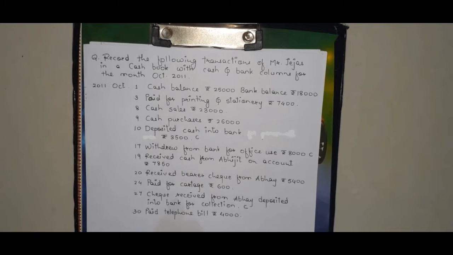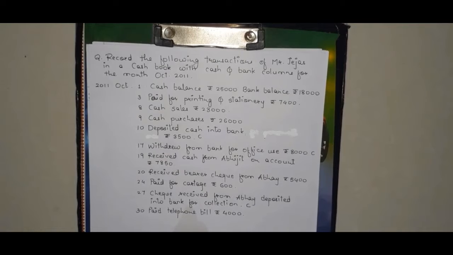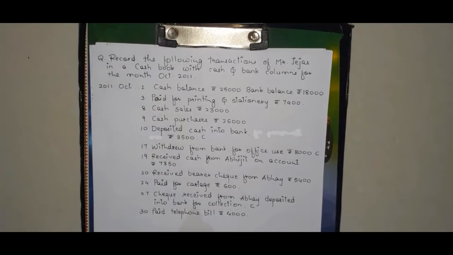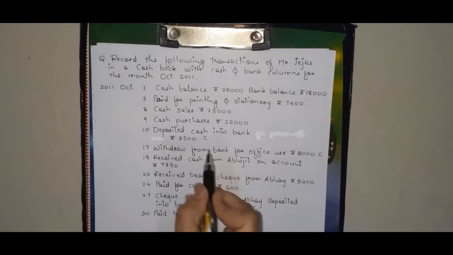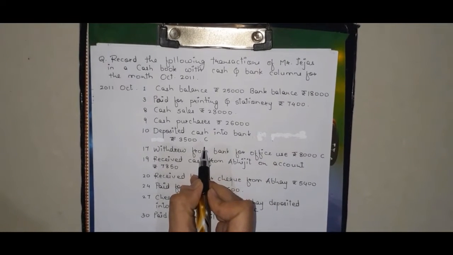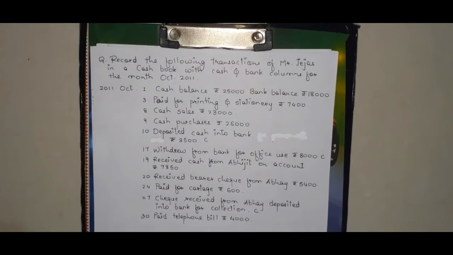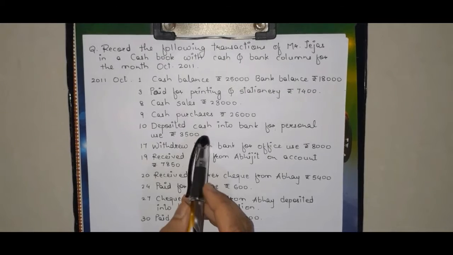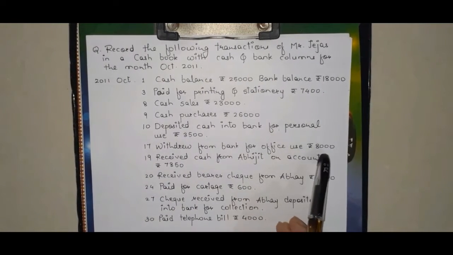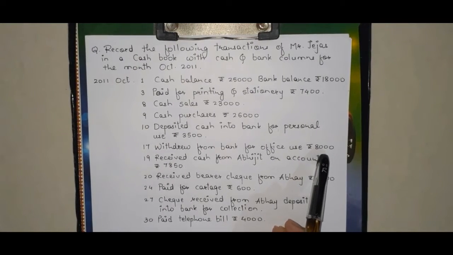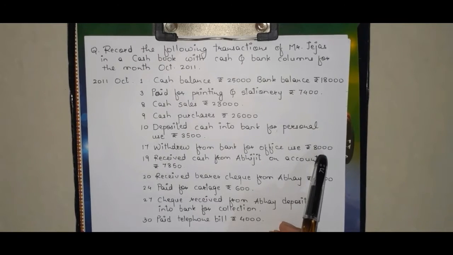While solving in the solution, we will remember that we have to record this transaction on both sides, that is on the receipt side as well as on the payment side. So in the beginning only we will write the letter C so that we can solve the example smoothly. Next one, on 17th, withdrew from bank for office use rupees 8,000. Now here this is a contra entry.